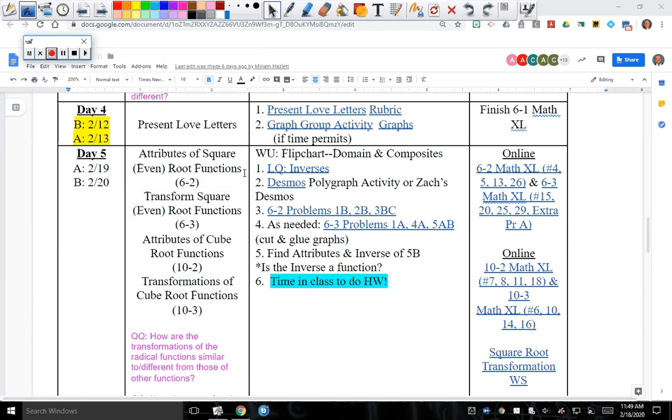Okay, again, because we changed those love letters a little bit as far as the order of when you're going to present, you will actually present those love letters on the 19th and 20th. So A-Day will present tomorrow, you guys will present on Thursday.